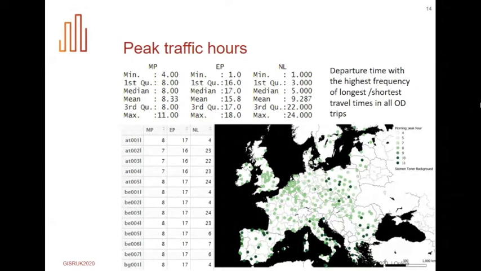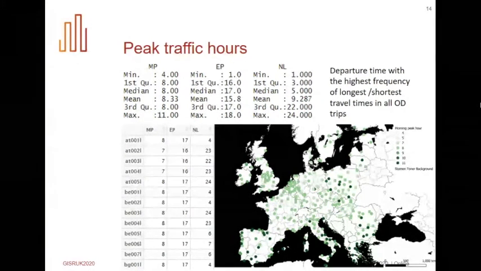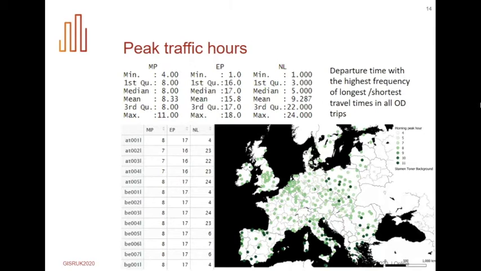So how do we identify congestion peaks? We localize the departure time with the maximum trip duration for each row, so for each origin destination trip. And then we count how many maximum trip durations there are for each departure time. So we select the highest frequency of maximum trip duration in the morning and one in the evening.